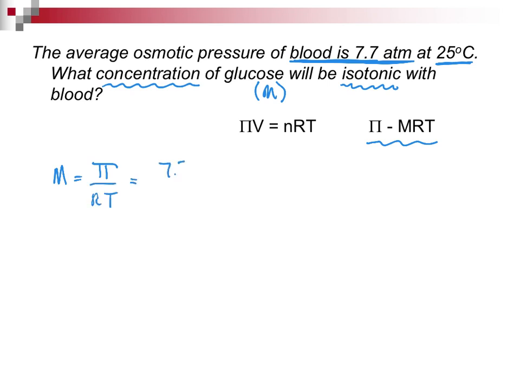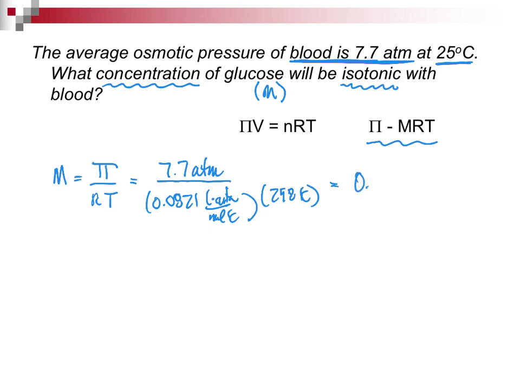I'm going to say molarity is pi divided by RT. And I have a pi of 7.7 atmospheres. I have the R, 0.0821 liter atmosphere per mole Kelvin, and I have a temperature of 298 Kelvin. And when I crunch those numbers through, 0.31 molar. Now this is sample exercise number 3. I included it because you're going to the real world. It's nice for us to do these problems in Gen Chem, but let's say you're in medicine. Well, clinically speaking, they don't talk about molarity.